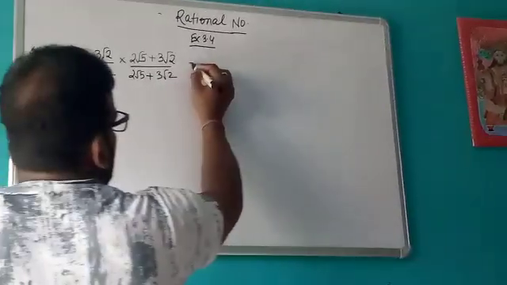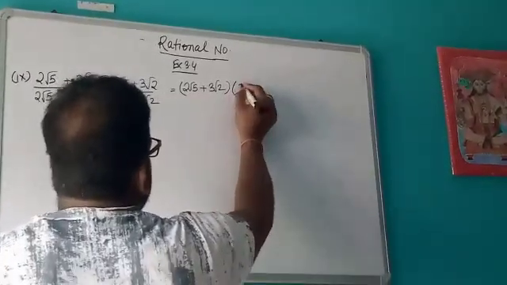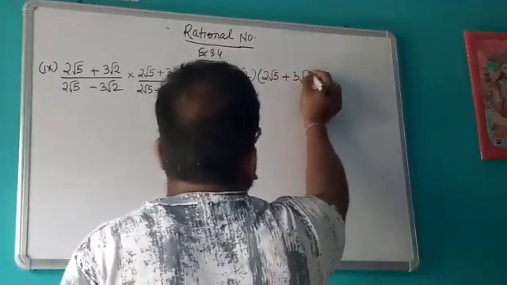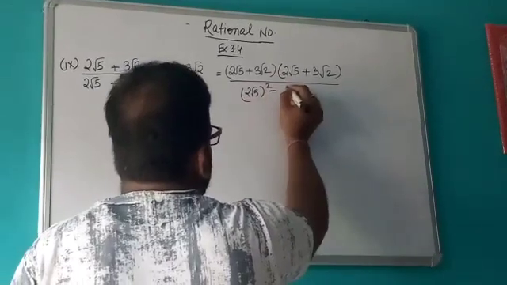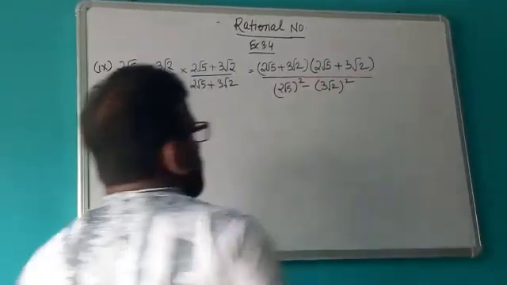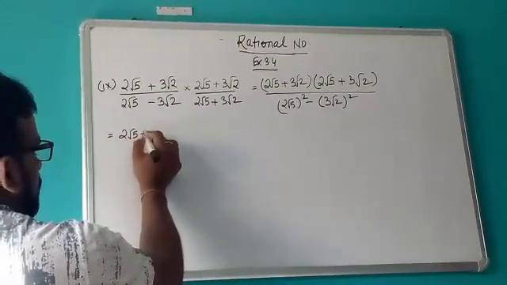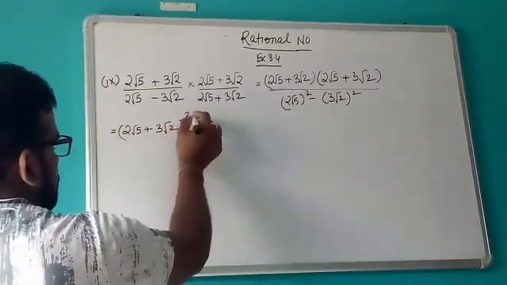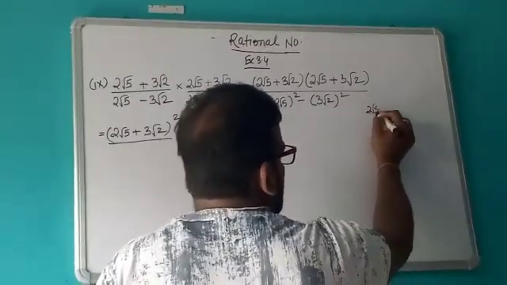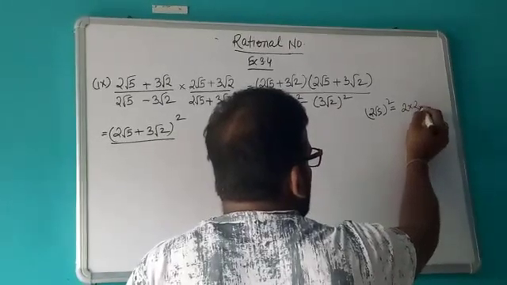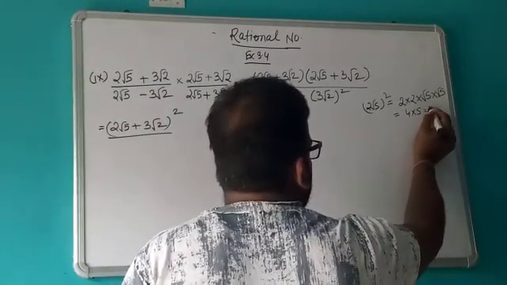Now see this, we can write it as (2 root 5 plus 3 root 2) into (2 root 5 plus 3 root 2) upon a square minus b square. Then again, if you see carefully, it is actually (a plus b) whole square upon, and what is 2 root 5 whole square? How will you calculate it? It is 2 into 2 into root 5 into root 5. So what will you get? 4 into 5, that is 20.